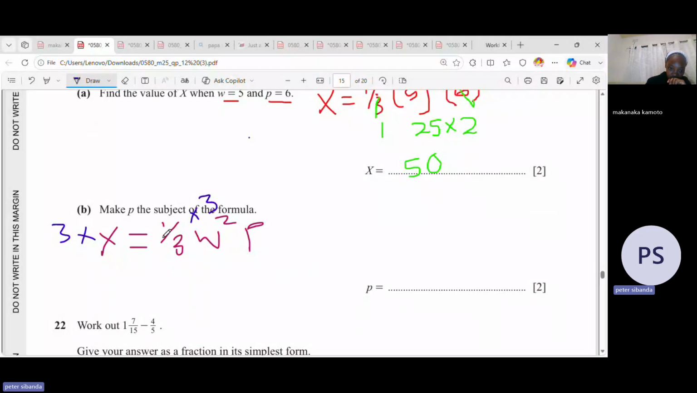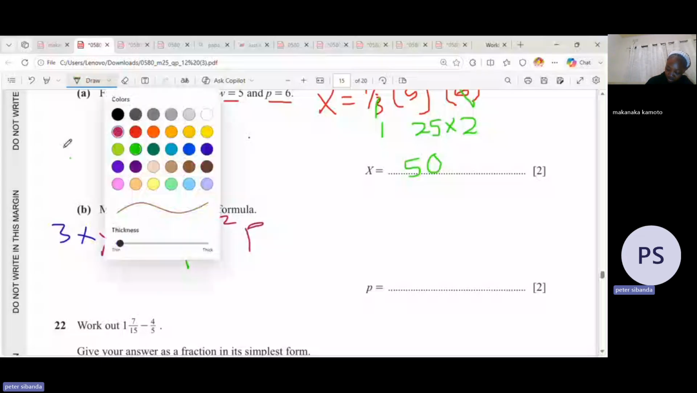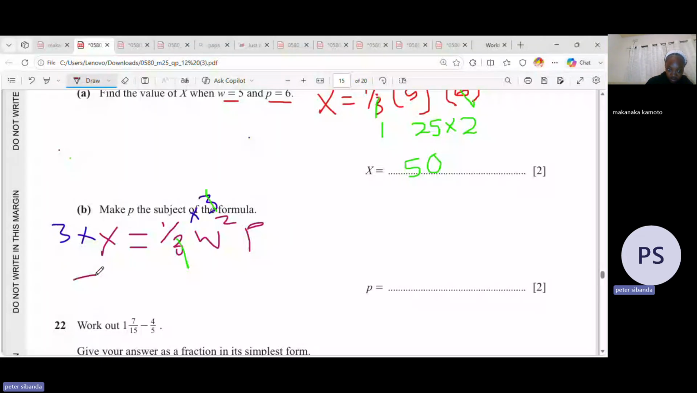3 times x gives us 3x. Keep writing x the way they gave it to you. This is how they gave it to us, as a capital. And then the fraction is gone, and we have w squared. Stage by stage, no rushing. At the end, our goal is to remain with p on one side of the equal sign and everything else on the other. That's the goal here. So p is having one problem. Otherwise, it would have remained alone. What is the problem?